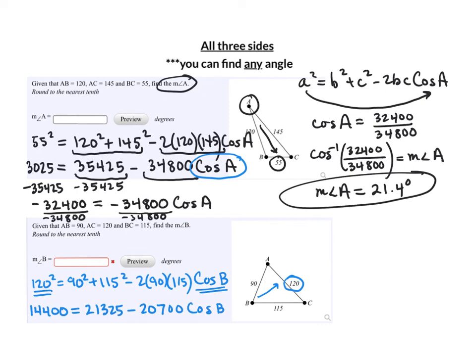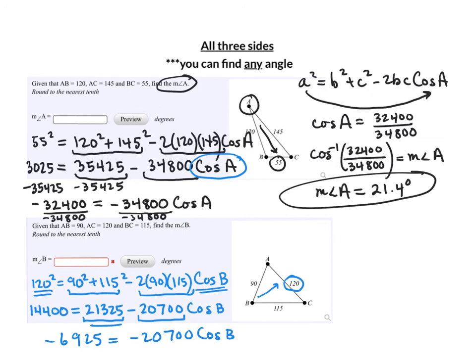120 squared is 14,400. 90 squared plus 115 squared is 21,325. 2 times 90 times 115 is 20,700. Now we'll subtract 21,325 from each side. We get negative 6,925 equals negative 20,700 cosine of B.